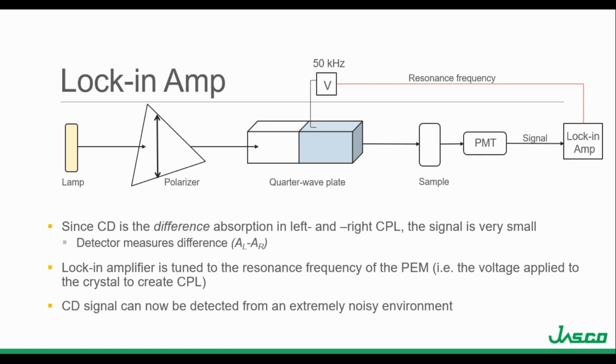Again, since CD is the difference in the absorption of left and right-handed circularly polarized light, the signal is very small. The detector is measuring the difference between left and right-handed absorption. So we want to be able to find this particularly small signal out of all this noise. So we use a lock-in amplifier, which is tuned to the resonance frequency of the PEM, or the voltage applied to the crystal to create circularly polarized light. Now that we have locked into this resonance frequency, we know the modulation of the crystal, so the CD signal can now be detected from a noisy environment.